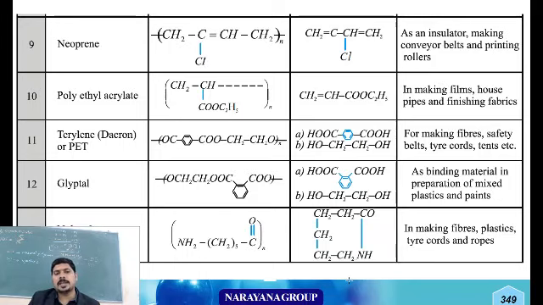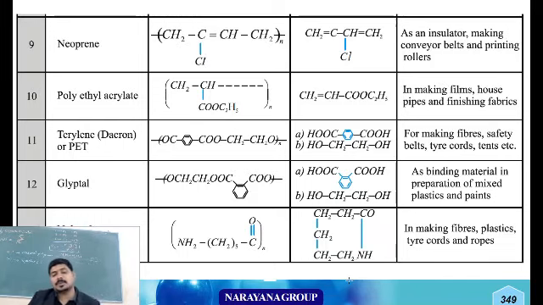And next we have Glyptol. Just now I said COOH on ortho position is called phthalic acid. Earlier it was terephthalic acid and ethylene glycol. Now it is going to be ethylene glycol and phthalic acid. Now it is going to be called Glyptol. So it is Glyptol, that is glycol plus phthalic acid. It is useful as a binding material in the preparation of mixed plastics and paints.